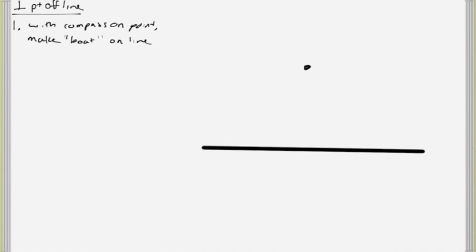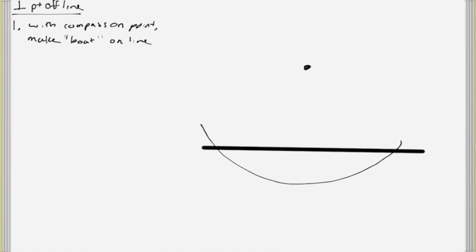And then your compass has to be open wide enough so that it's past the given line. And you're going to cross over that line so that it makes a mark in 2 places. Okay, so with your compass point on the given point, make kind of a boat across the line.